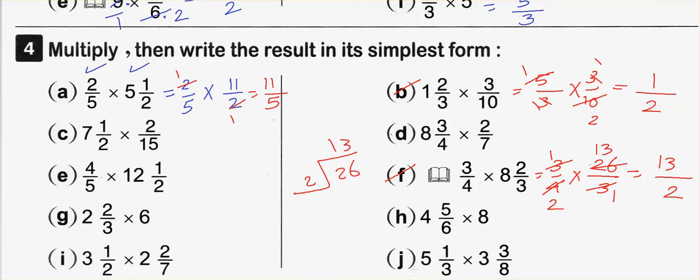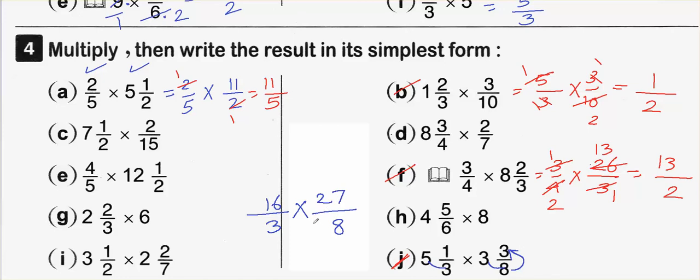But if we have two mixed numbers, like letter J, how can we do it? We have to convert the two mixed numbers, 5 and 1 over 3 times 3 and 3 over 8, to improper fractions with the same denominators, here 3 and here 8. 5 times 3 is 15, 15 plus 1 is 16. 3 times 8 is 24, 24 plus 3 equals 27.